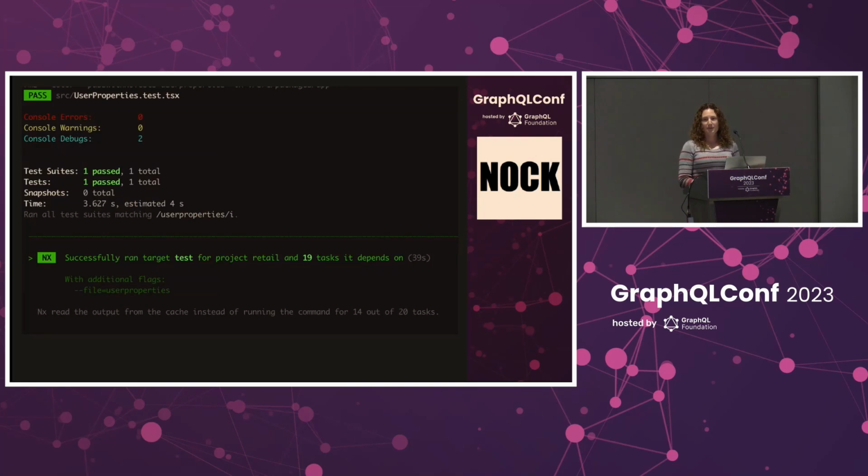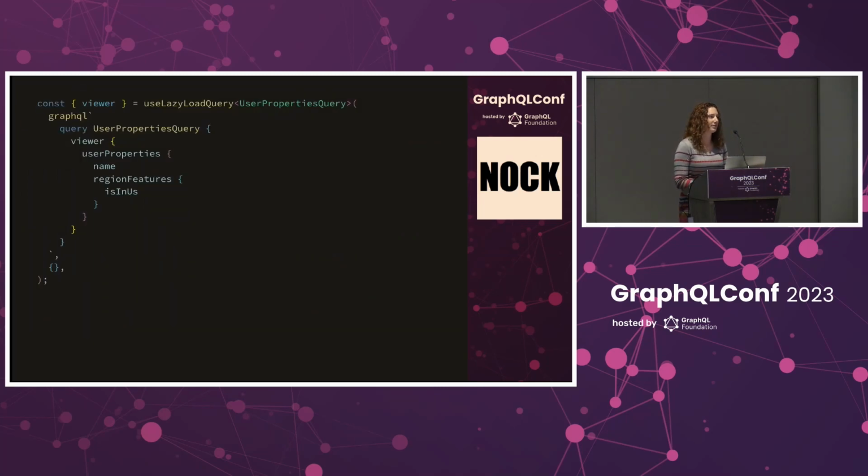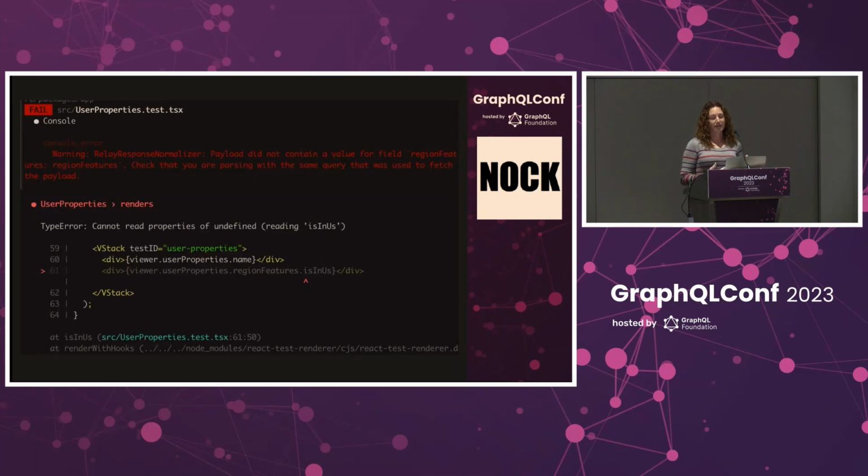So for example, right now with the code that I showed you, this test is going to pass. But let's say we want to add some more data to this component. We update the query, display this new data to the user, we run our unit test, and now our test is broken. So first of all, you're going to get a warning from your client library that the payload didn't match the request. And second, if your component is expecting this data to be present, you're going to get an error during render.